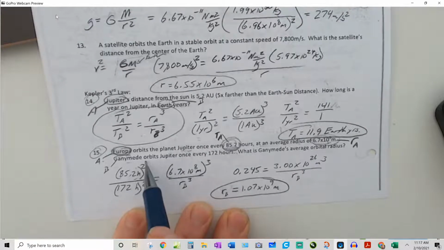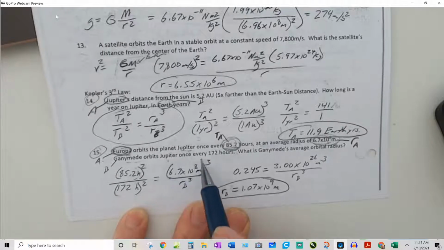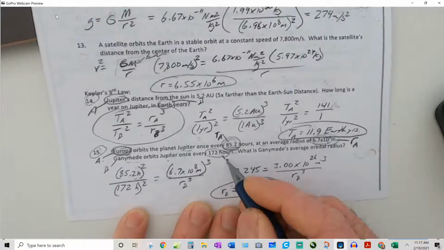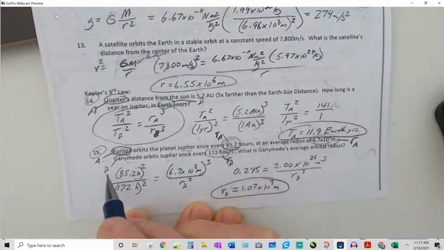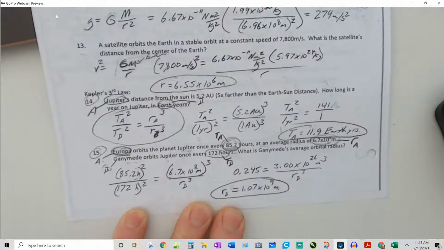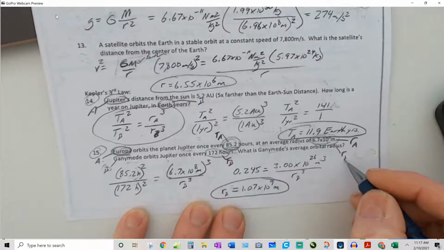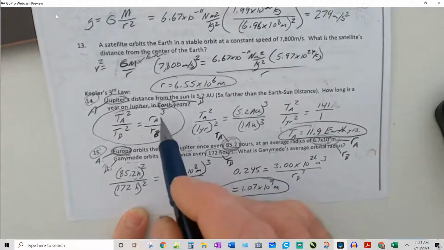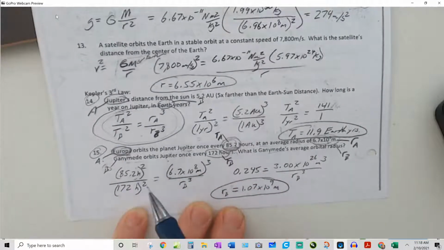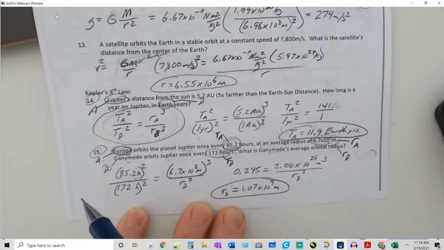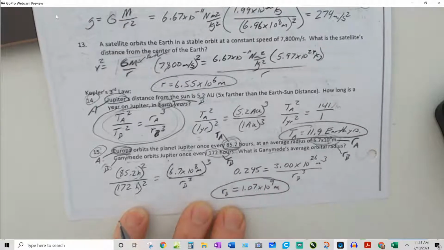Ganymede is another moon that orbits Jupiter, and it orbits every 172 hours. So that would be the period of Ganymede, which I've decided to designate with a B. And so we're looking for Ganymede's orbital radius, which would be RB. Here's the formula that gives us the relationship between periods and orbital radii of two objects orbiting the same thing, which is they're both orbiting Jupiter here.